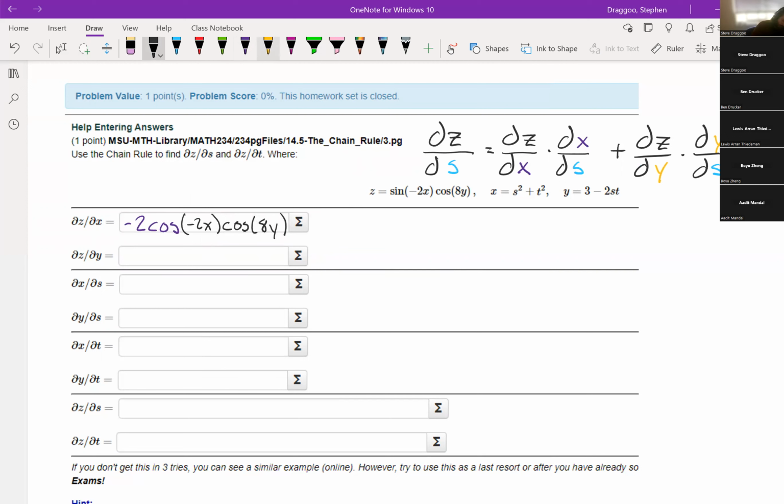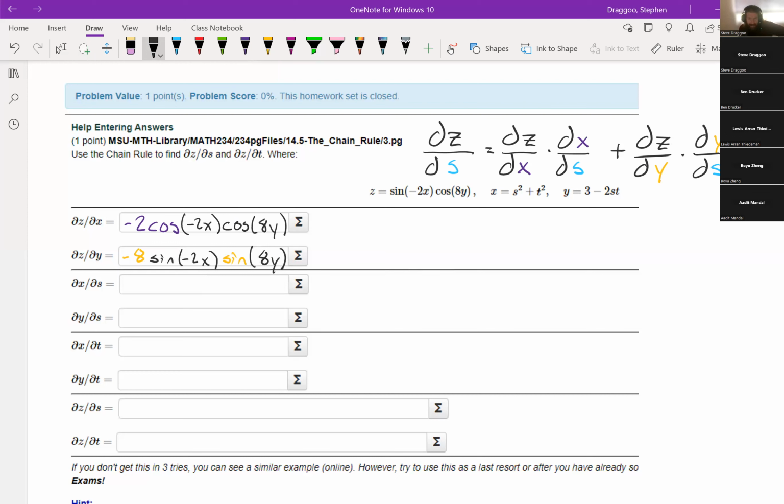Then let's do the same thing, but for y. This time I get to ignore the sine of negative 2x part and just get the derivative of cosine of 8y. So the derivative of cosine is negative sine, and then the chain rule says multiply by 8. So this will be negative 8 sine of negative 2x times the sine of 8y. Also, shrink that down so it fits in the box. So now we've got our x and y partials.